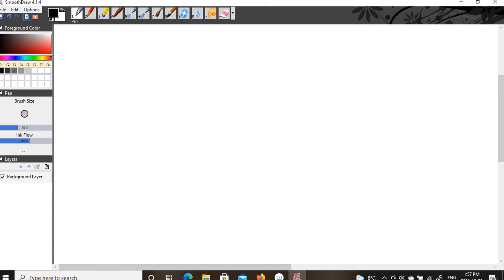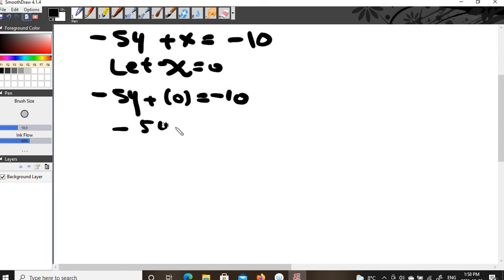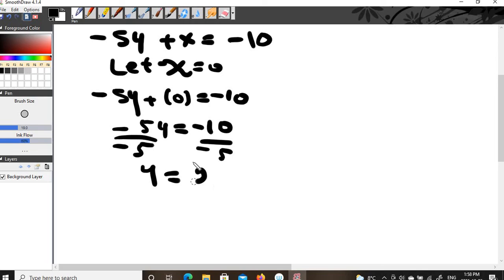And our second example for the day is minus 5y plus x equals negative 10. First, we're gonna let x equal 0. Minus 5y plus 0 equals negative 10. Negative 5y equals negative 10. Both sides we divide by negative 5, and y equals 2, because minus and minus will cancel, and 5 and 5 will cancel out. Therefore, when x is 0, our y must be 2.